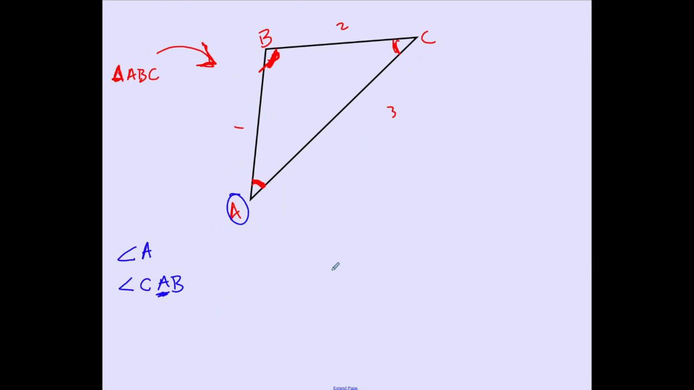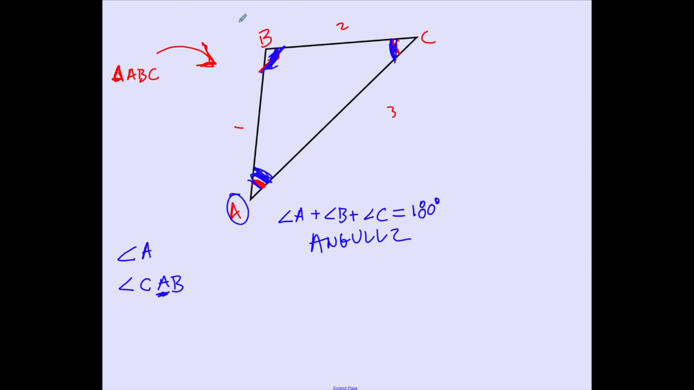Okay, one other thing I want to talk about is these little guys on the inside, these angles. So angle A plus angle B plus angle C equal 180 degrees. So note what I said, the angles add up to 180, not the sides. The sides do not add up to 180, just the angles. Angles add up to 180, okay?